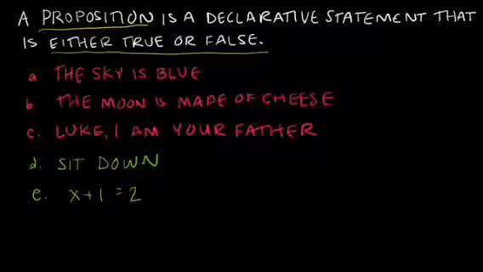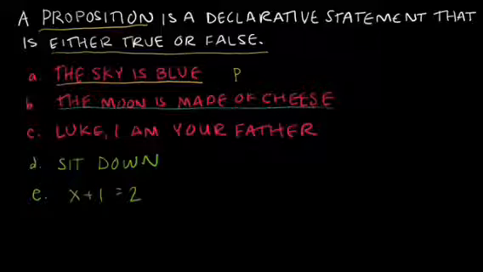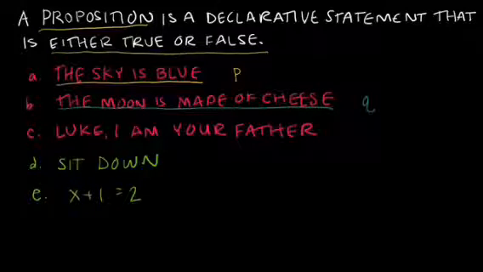The sky is blue is a declarative statement. Generally, what we will do is we will take this statement and we will say, let's let P represent that statement. Or the moon is made of cheese, also a declarative statement. Again, that could be either true or false. I'm going to say false on that one. And I'm going to say that is proposition Q. The moon is made of cheese. Again, it is considered a proposition because it is a declarative statement that is either true or false.